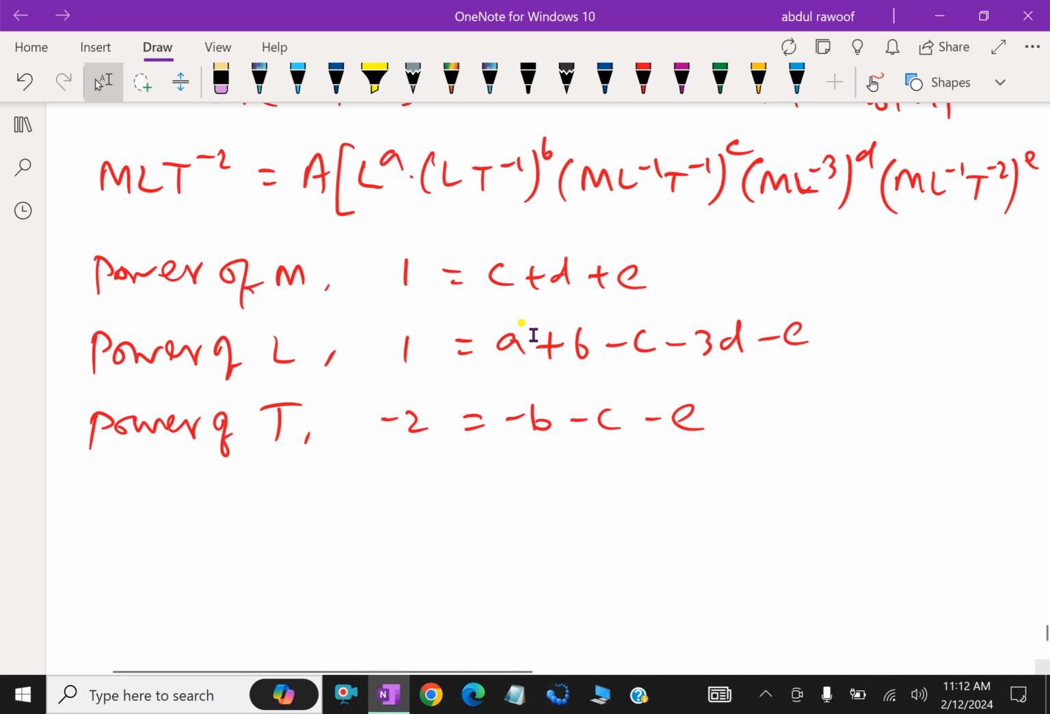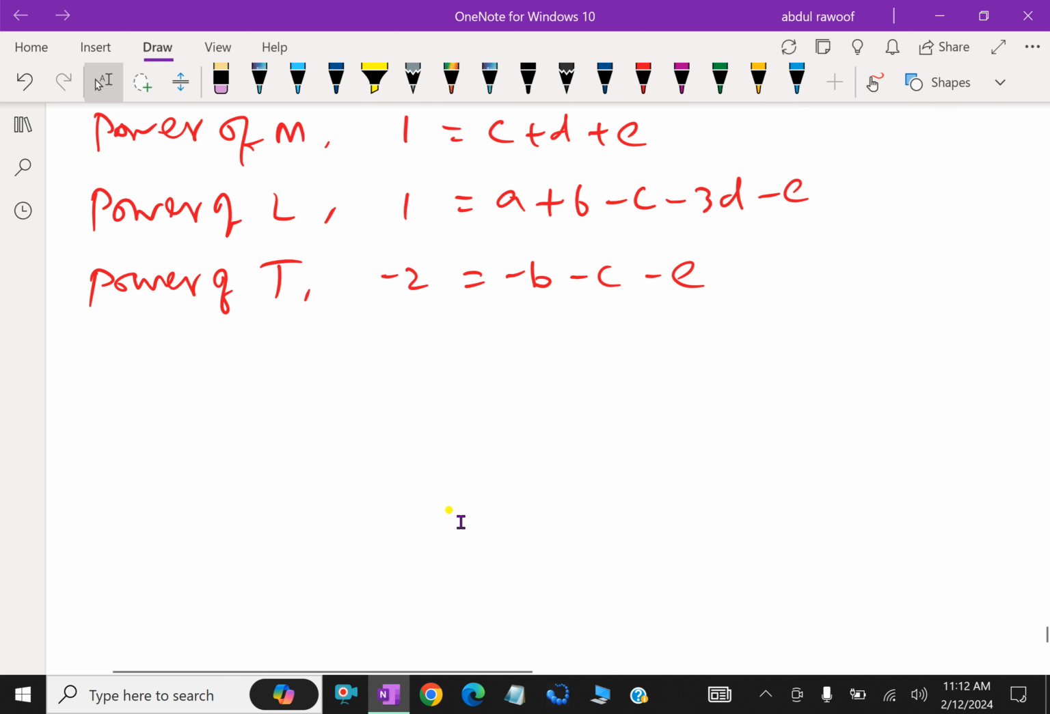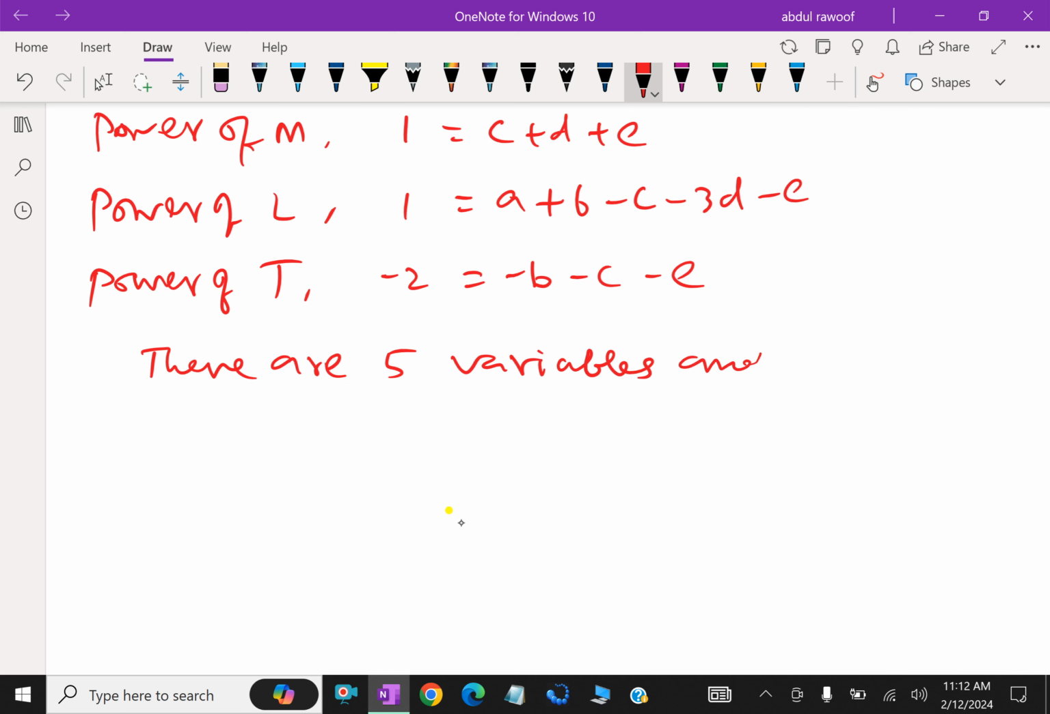There are 5 unknowns but only 3 equations. So it cannot be solved directly.